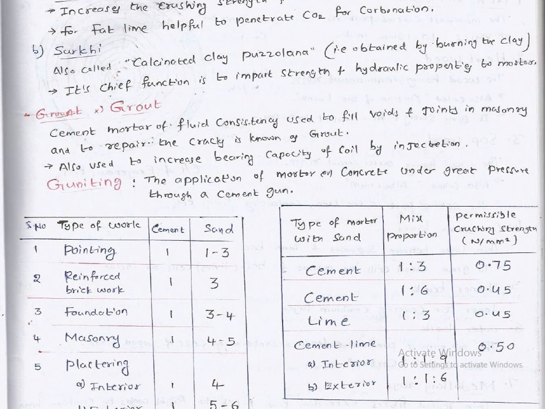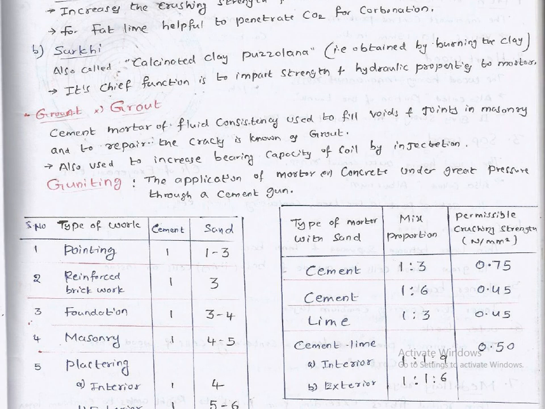Now the table. Pointing: cement 1, sand 1 or 1 to 3. Reinforced brickwork: cement 1, sand 3. Foundation work: 1, sand 3 to 4. Masonry: 1, sand 4 to 5. Plastering interior: 1:4. Exterior: 1:5, 6.